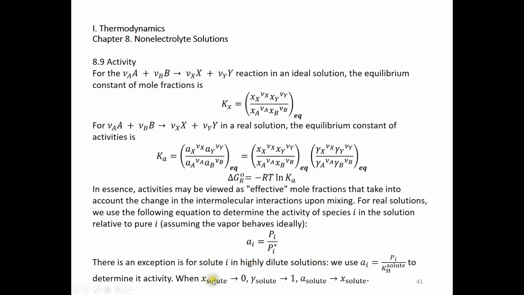When the mole fraction of the solute approaches 0, its activity coefficient approaches 1. And at the same time, the mole fraction of the solvent approaches 1, and the activity coefficient of the solvent also approaches 1. When the activity coefficient approaches 1, the activity approaches the mole fraction, because the definition of the activity coefficient gamma is simply A over X. When gamma approaches 1, A approaches X.